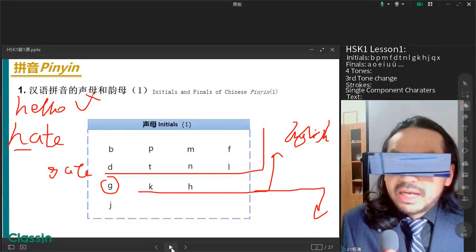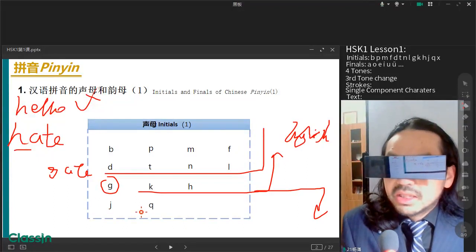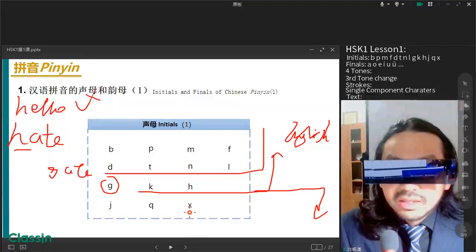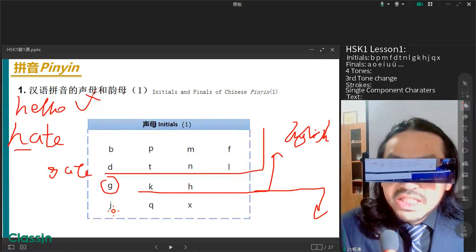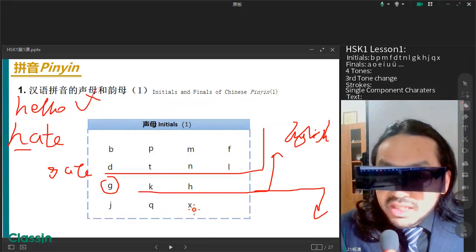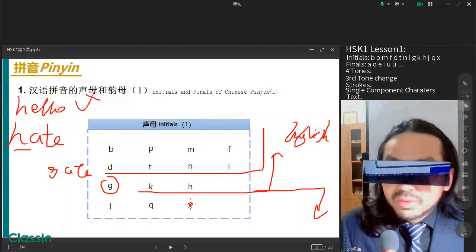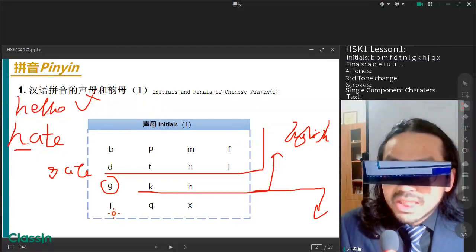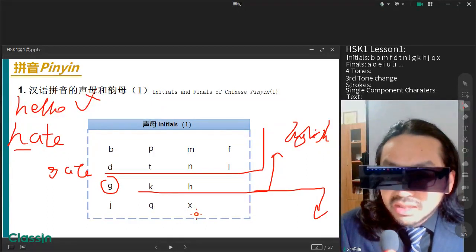Let me first read it. I will read these three letters, then I will later give the explanation. Ji, qi, xi. Can you separate it? Ji, qi, xi. Up to now, at least you should be able to tell these three letters are not the same. Ji, qi, xi. Okay?